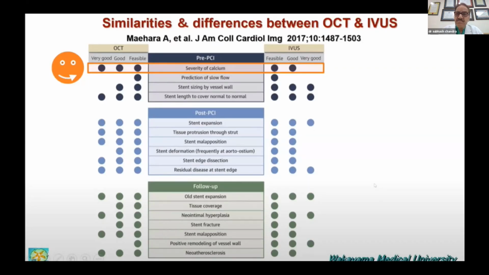In the pre-PCI, the calcium is nicely estimated on OCT as compared to IVUS, especially in terms of the extent and the thickness, which guide your treatment strategies. And OCT scores over several other parameters as compared to IVUS, especially for the characterization of the plaque. And then, of course, stenting, both post-PCI and in the follow-up, where you can come across cases of restenosis, OCT is very useful in defining the actual cause of restenosis, whether it's neointimal growth, neoatherosclerosis, underexpansion of the stent, or progression of atherosclerosis at the border of the stent. That information is beautifully given by OCT as compared to IVUS.